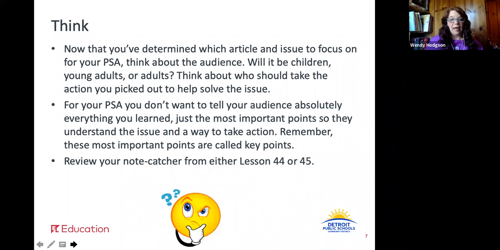So think about that. And for your PSA, you don't want to tell your audience absolutely everything that you've learned, just some of the most important points so they understand the issue and the one way that they can take action. So remember, these most important points are called key points.